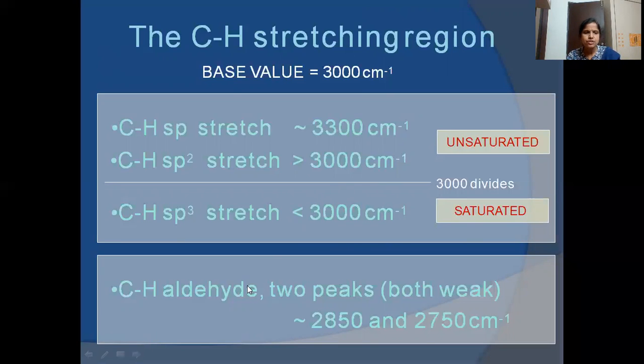And then the aldehyde CH. This is another important point, whether a compound has an aldehyde or not. We can look for these two weak peaks, at 2850 and 2750. So at 2850 and 2750 we must observe for the aldehyde functional group.